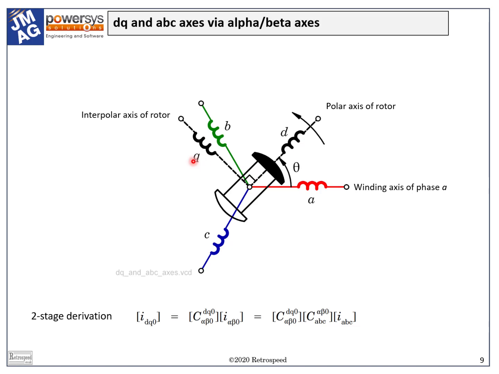There are other three-phase to two-phase or three-phase to two-axis transformations in which the dq axes rotate at different speeds or don't rotate at all, and these transformations are useful for various purposes, but we don't need to give them any further consideration here.